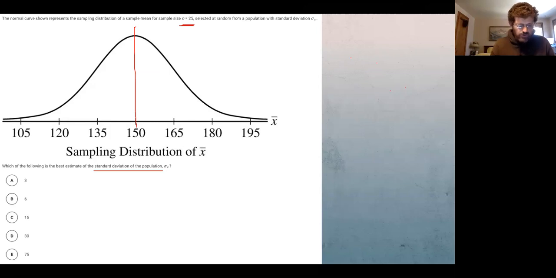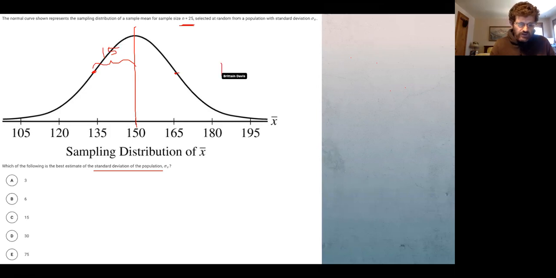So when I was going through this before, what we can recognize is that the standard deviation right here is going to be at this inflection point where it kind of stops decreasing rapidly, and the rate of decrease changes. And that's about 15. All right. We're looking for our best estimate here.